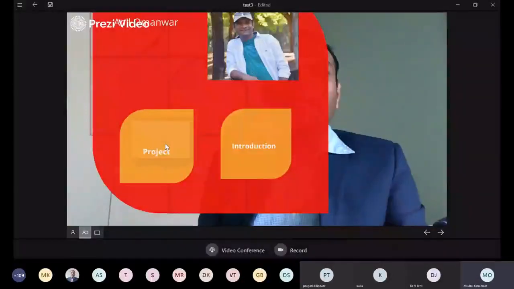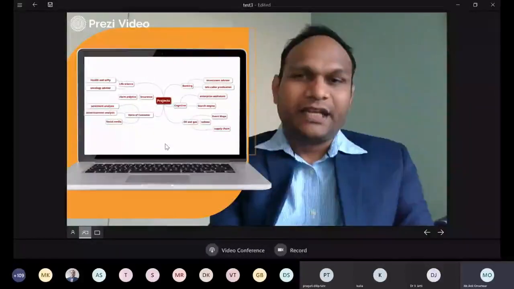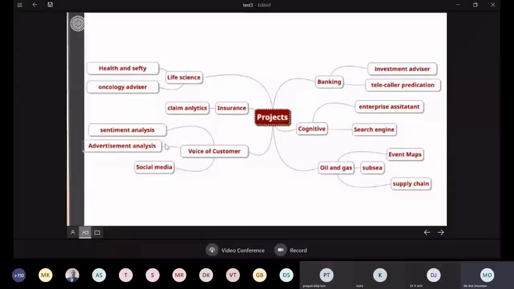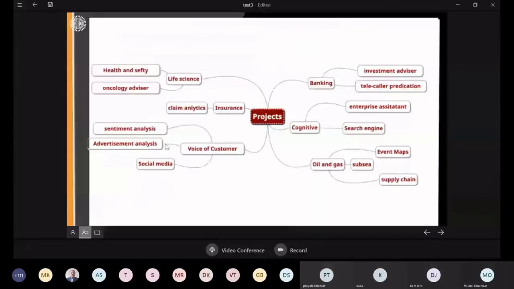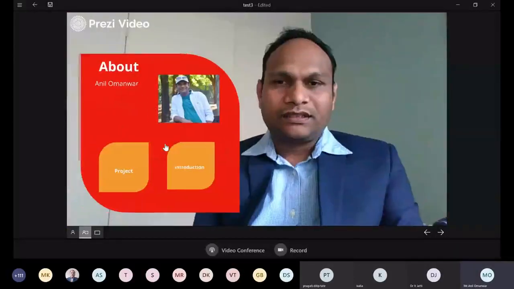Going to the exposure I had, the areas where I usually worked are more in the cognitive domain, where we worked on enterprise assistants, search engines, and various banking customers. I'll be sharing one of my interesting banking use cases with you all. Currently, I'm associated with the chemical and oil and gas industry, and I will give you a quick introduction to a use case related to that domain. There are other areas where I have worked, majorly social media, insurance, and health and safety. So that's about me.